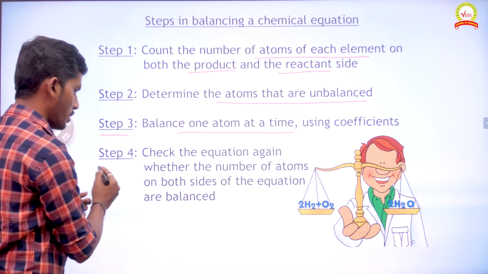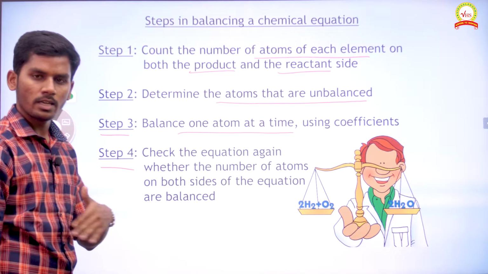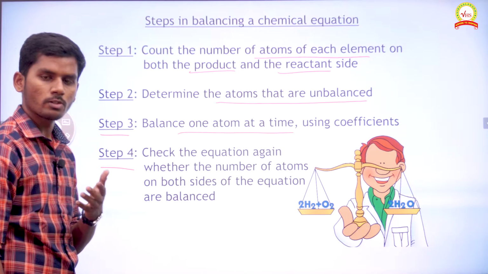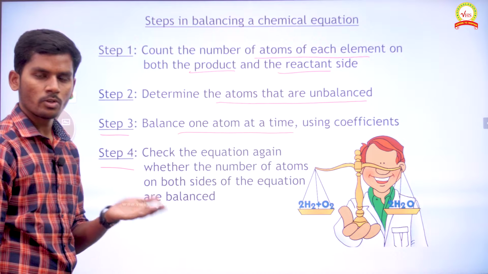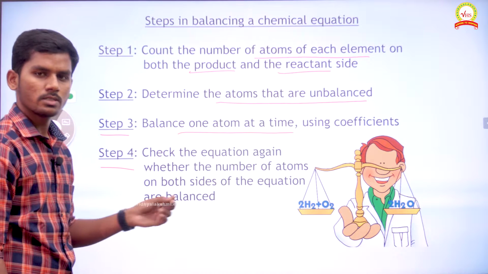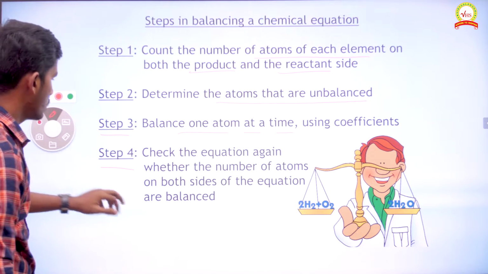Okay? And then step 4, once you have balanced all the atoms, at last check the equation again whether it is equally balanced or not. Many of the students will make a mistake here. You will just balance it and go to the next question. Don't do that. Even if you have balanced it, take a few seconds, check again whether it is completely balanced or not. Okay, students.